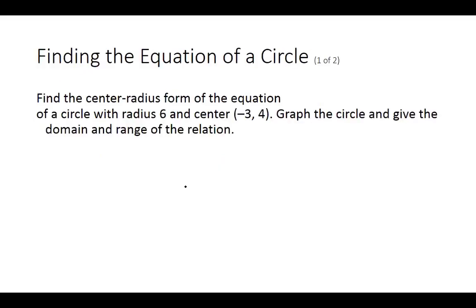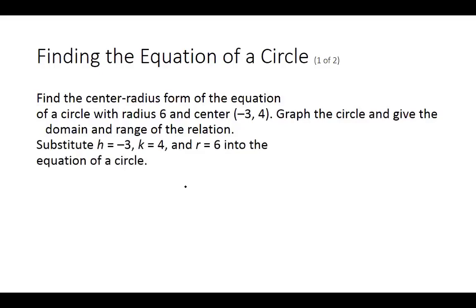Find the center-radius form of the equation of a circle with the radius being 6, and the center is given to us as the point (-3, 4). We're going to graph the circle and give the domain and the range. So that's all we really have to do, is to substitute the values into the general equation of the circle. Here, since the center is given to me as (-3, 4), remember this -3 corresponds to h, and 4 corresponds to k, and the radius r would be equal to 6. So we're going to substitute that into our equation.